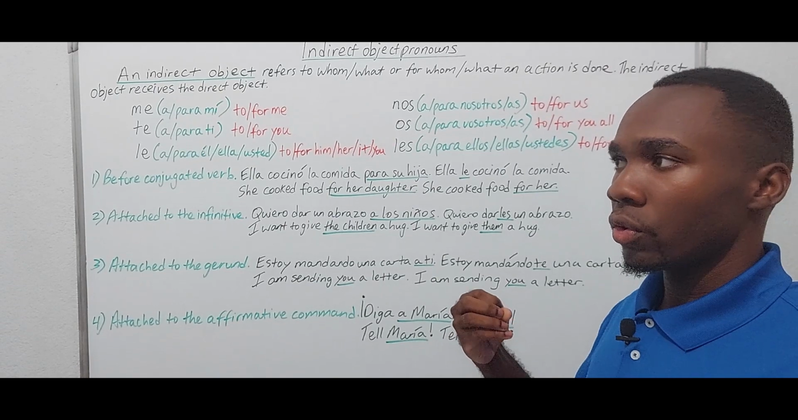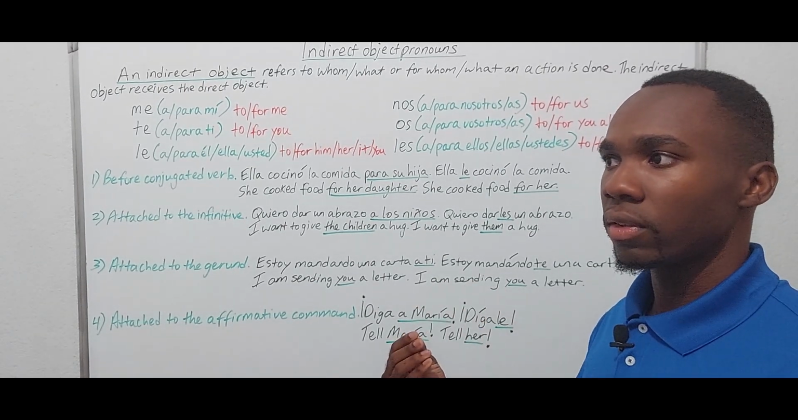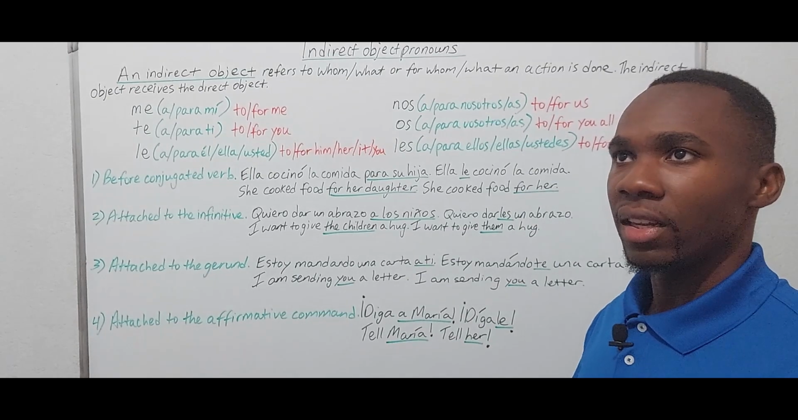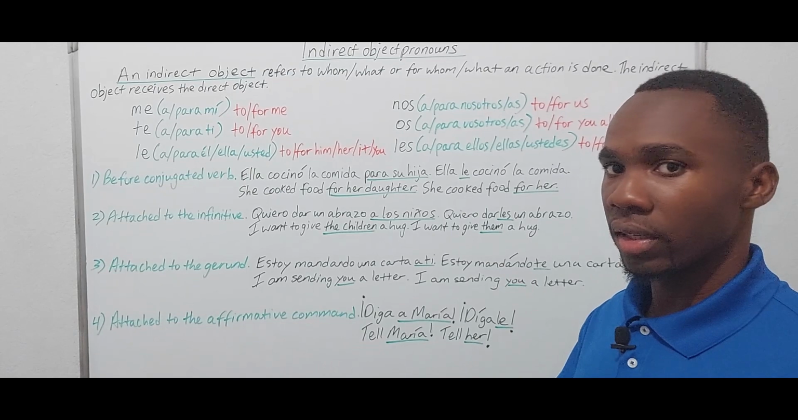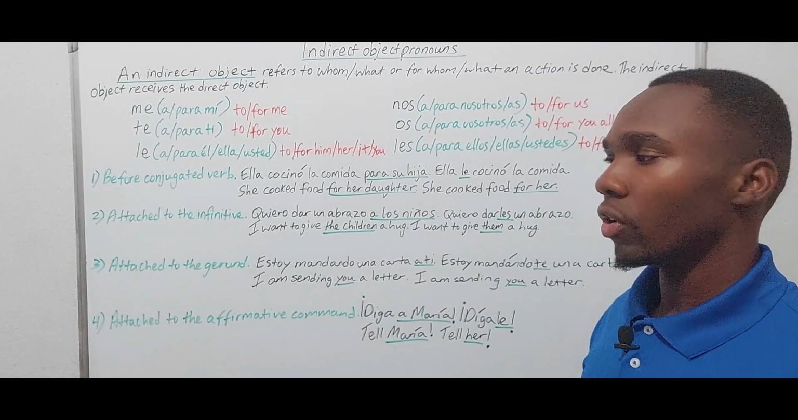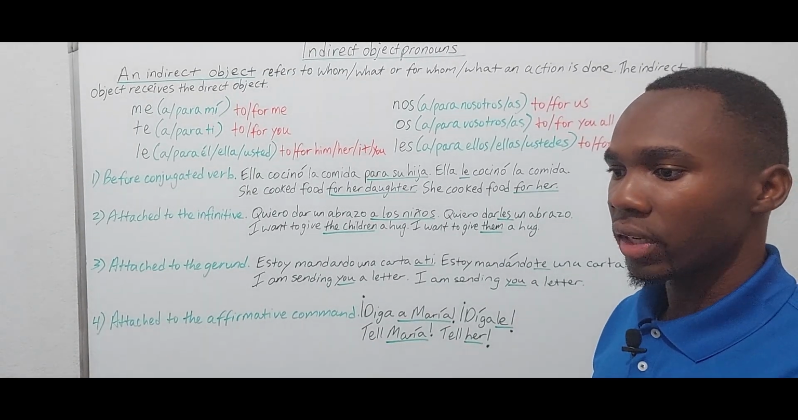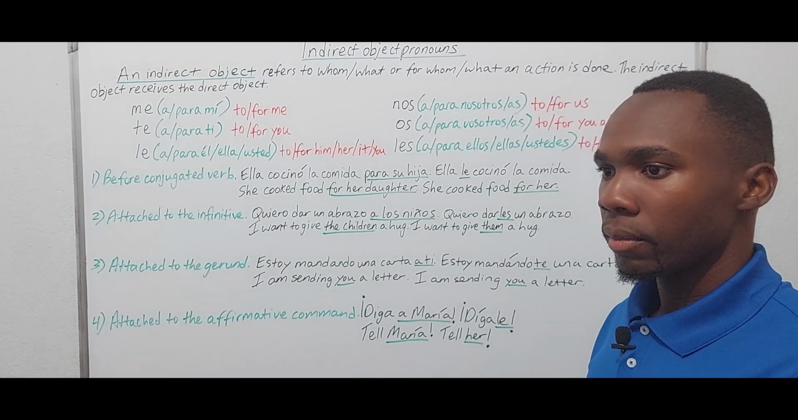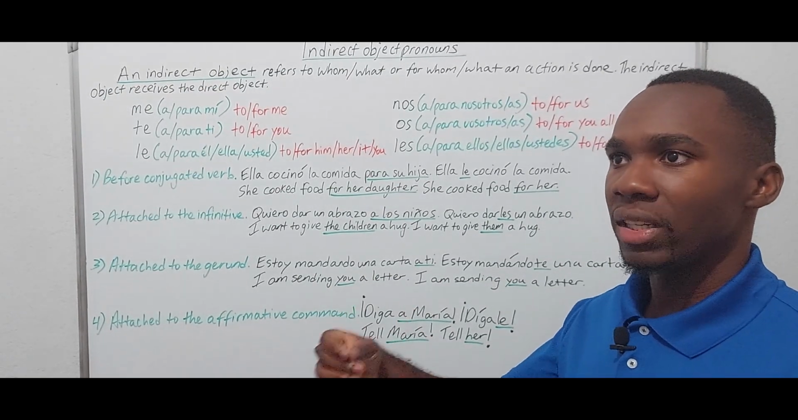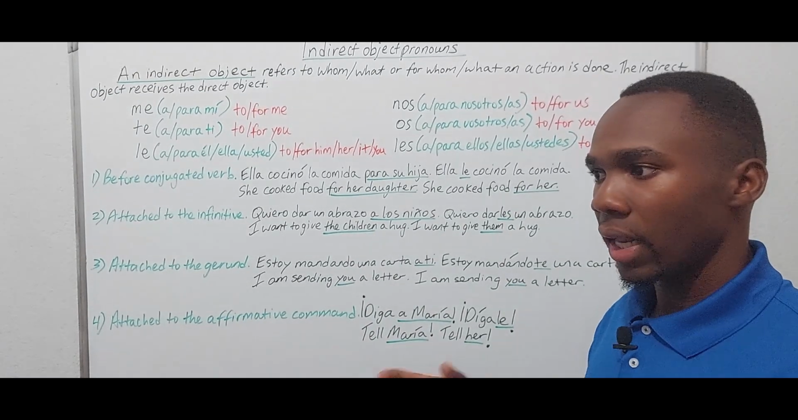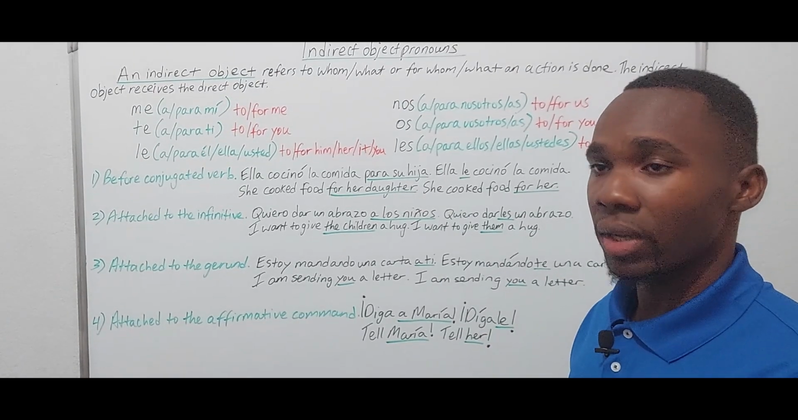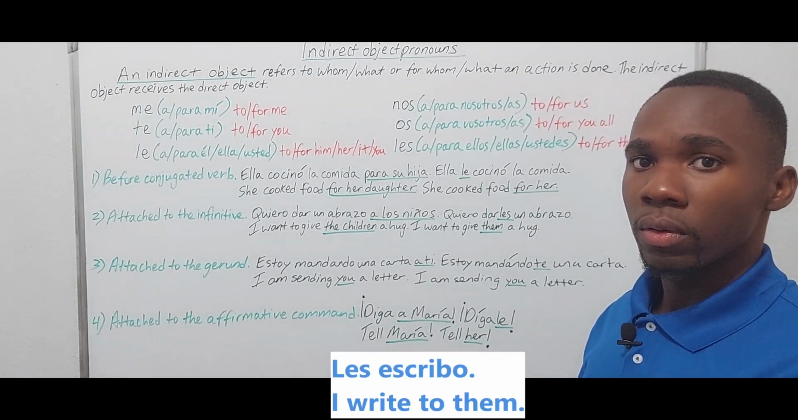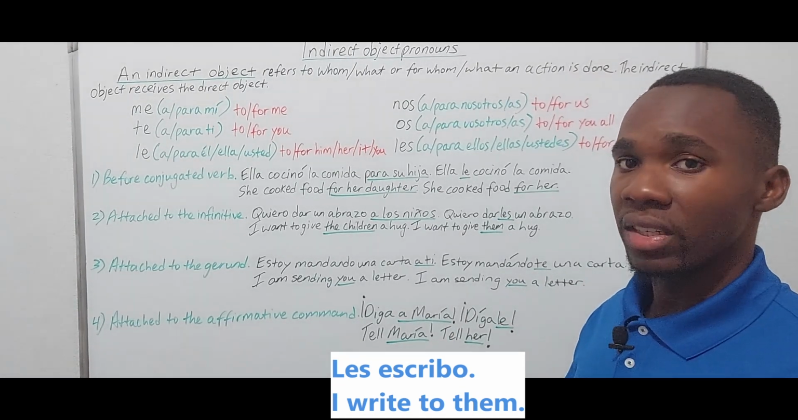So sometimes with some verbs, the direct object is going to be implied. It's not always going to be stated explicitly, right? So let me give you another example. If I wanted to say I write them, meaning that I'm writing or I'm writing to them, I didn't mention what the direct object is, but I would have to use the indirect object pronoun and say les escribo, right? I write to them, or I'm writing to them.